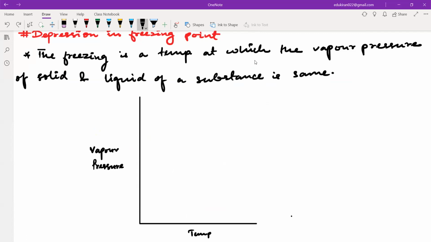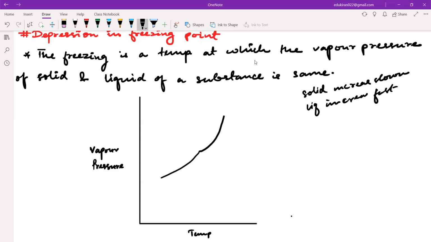Okay. And what will happen? Solid state. Now, at a particular point, if it is water, then at 0 degrees Celsius, what will happen? It will start to become liquid. And as soon as it becomes liquid, the increase in vapor pressure will also be very high. The vapor pressure of a solid increases slowly with increase in temperature, but for liquid it will increase faster, right?